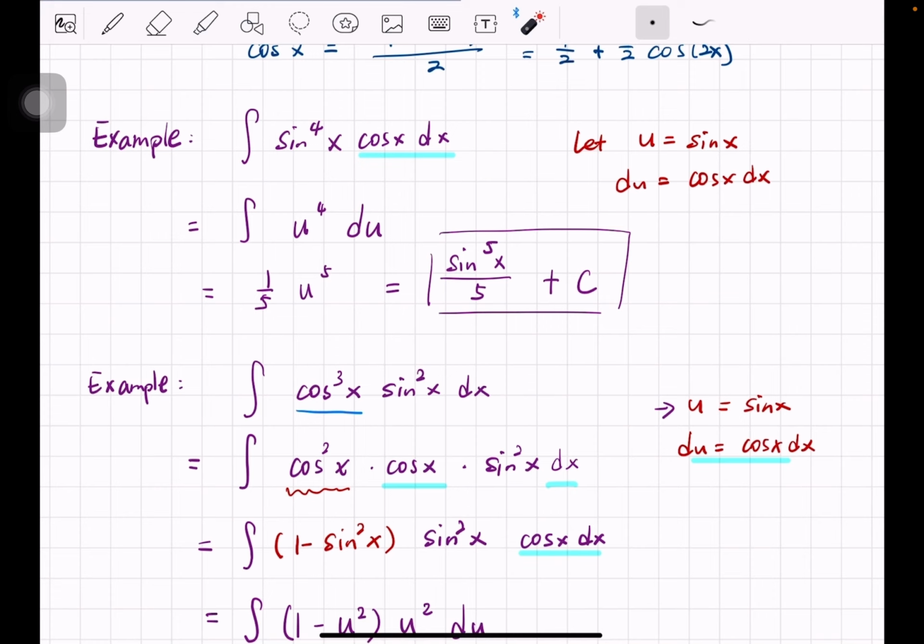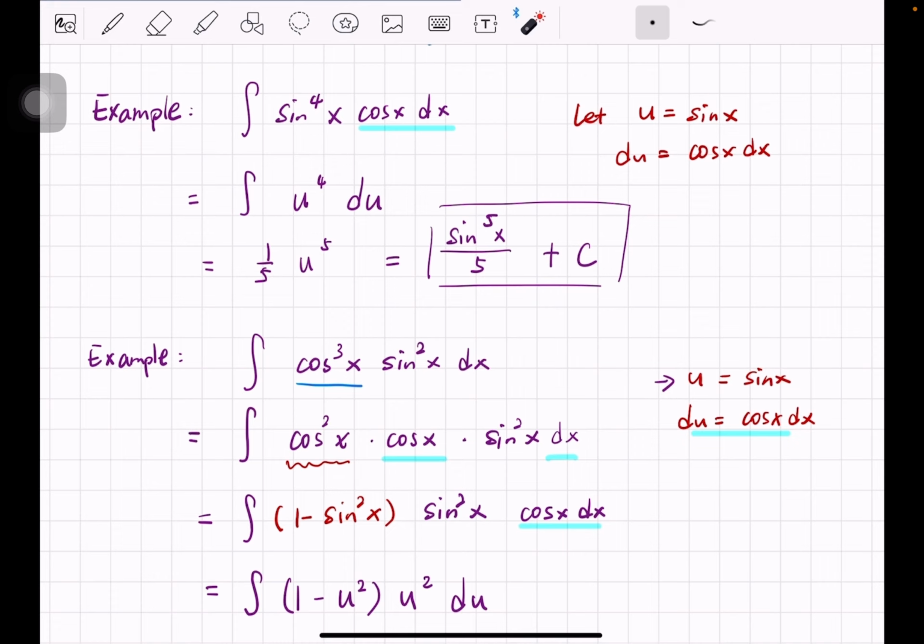So from those two examples, that tells us that when we have odd powers in the cosine of x, we can always pull out a cosine x dx, and using the u substitution, u equal to sine of x, du equal to cosine x dx, to find the antiderivative.